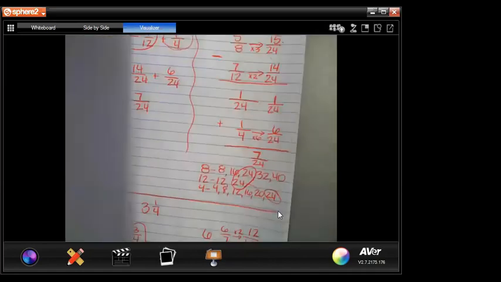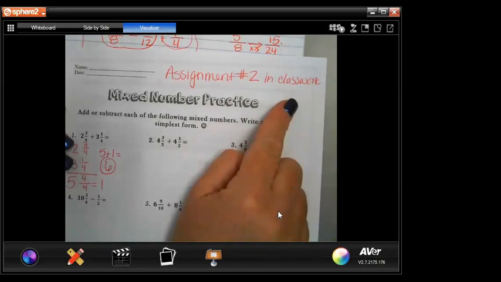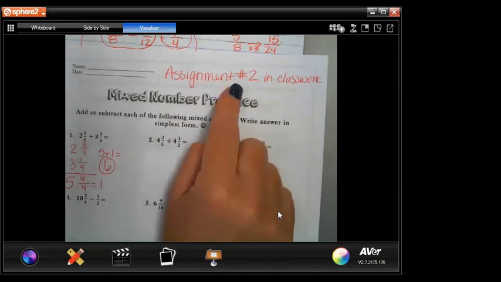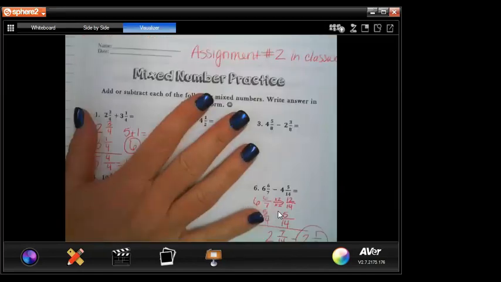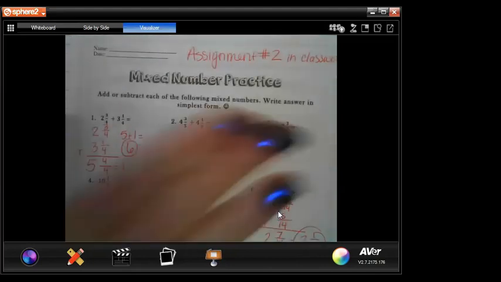Okay. All right. Assignment number 2 is also listed under classwork. All right. It's called assignment number 2. And I think it's called adding mixed numbers. Assignment number 2, adding mixed numbers. All right. So again, do the work on a separate piece of paper and then put your answer on here.